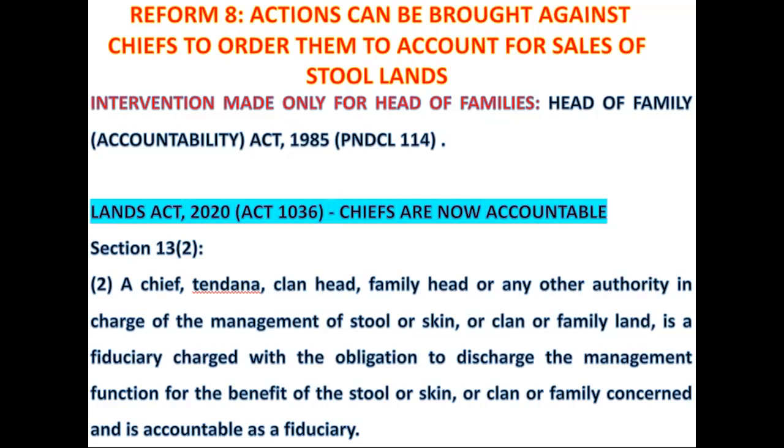Again, a chief. So you've seen the mention of chief. A chief, tindana, clan head, family head, or any other authority in charge of the management of stool or skin or clan or family land is a fiduciary charged with the obligation to discharge the management function for the benefit of the stool or skin or clan or family concerned, and is accountable as a fiduciary. Meaning that right now, Section 13, Subsection 2 of the Land Act of 2020, Act 1036, is saying that the chief is accountable as a fiduciary.